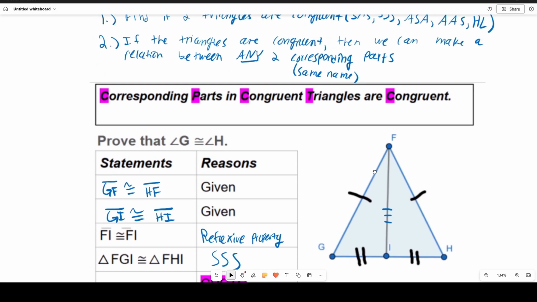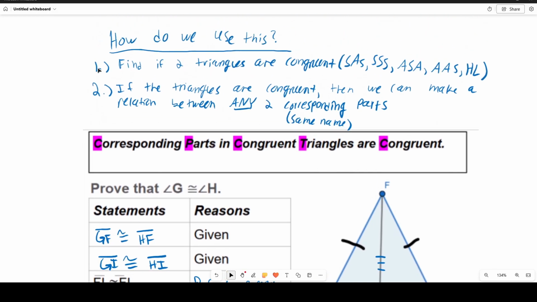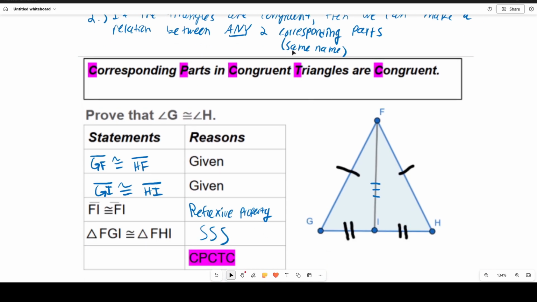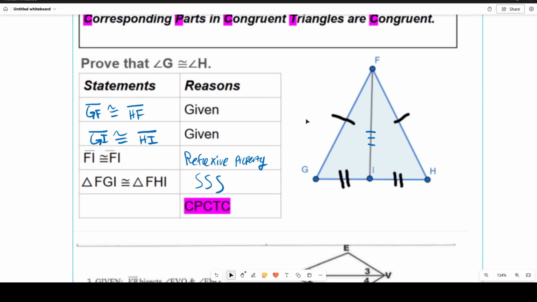Now going back up here, step 1 was find if the two triangles are congruent. They are congruent, they're congruent by side, side, side. So we're good to go. Step 2, if the two triangles are congruent, then we can make a relation between any two corresponding parts, or parts with the same name. So like side 1, angle 1, angle 2, and so on here.